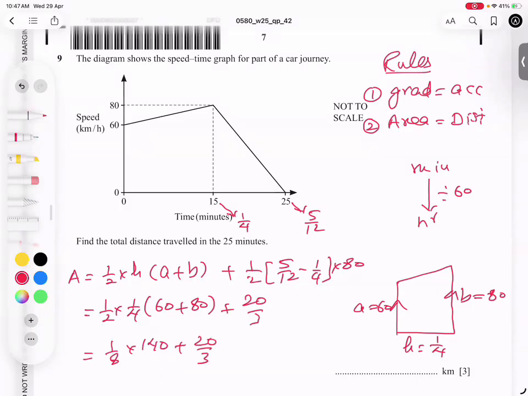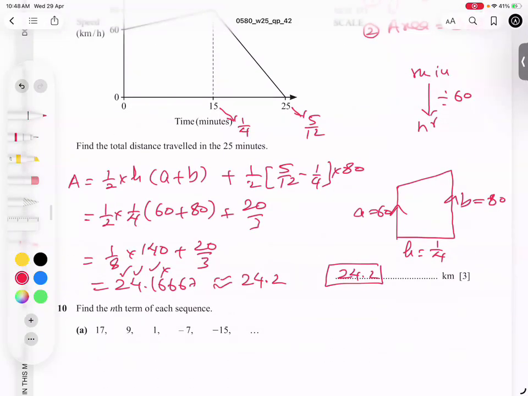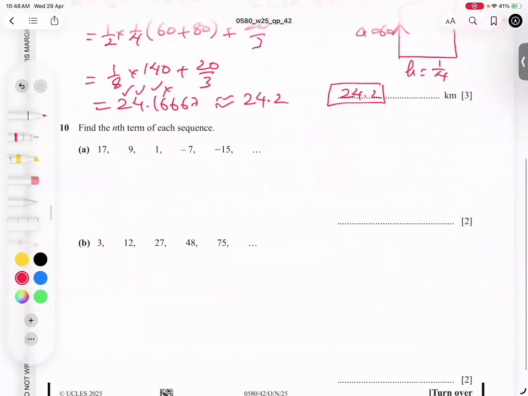So 140 divided by 8, and my answer is coming 24.16667. But we need 3 SF, students. So what is the answer finally? 24.2 kilometers. Next part. Next part of the same question is question number 10.